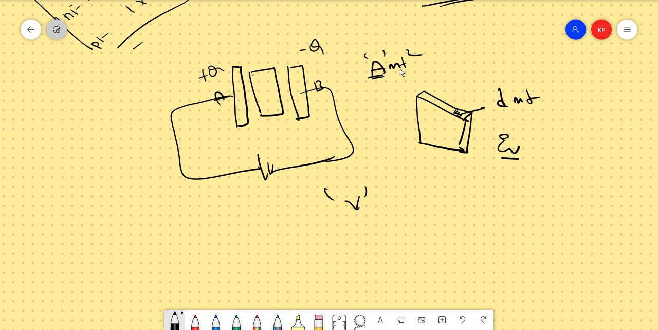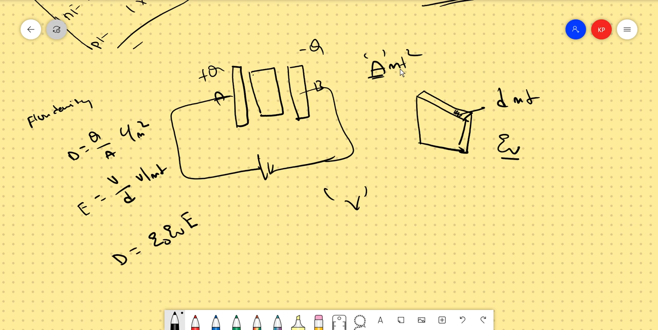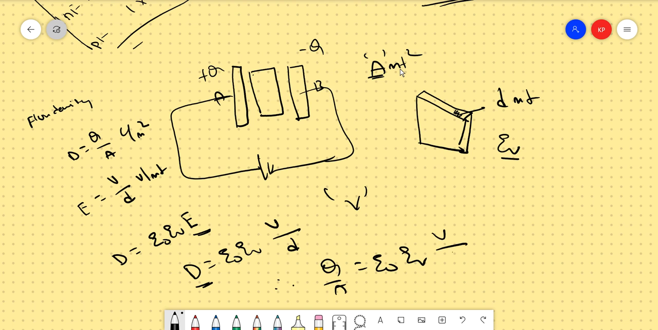Now the flux density D is equal to Q by A, coulombs per meter square, and the field intensity E is equal to V by d, volts per meter. We know that D is equal to epsilon naught epsilon R into E. Substituting E is equal to V by d, D is equal to epsilon naught epsilon R V by d. Substituting D is equal to Q by A, therefore Q by A is equal to epsilon naught epsilon R V by d.